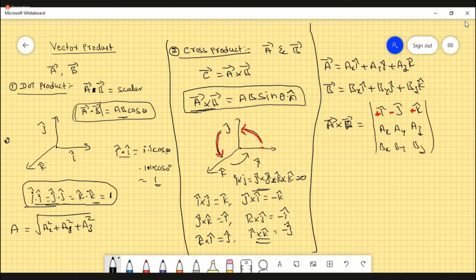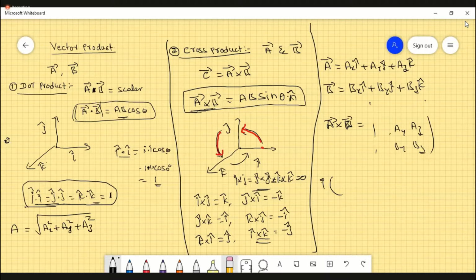We already explained this one, i cap into. So this row and column we have to eliminate. First I consider i, no. So you can remove it. If you remove i, this row and column I will remove it. Then what is left? ay az by bz.